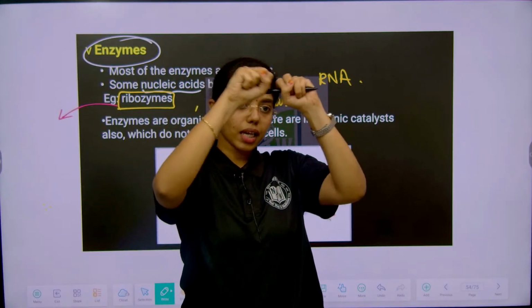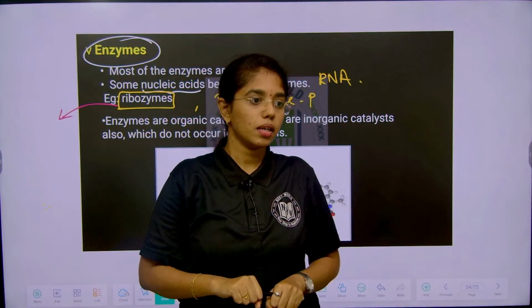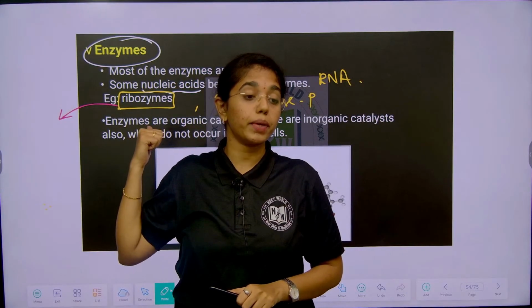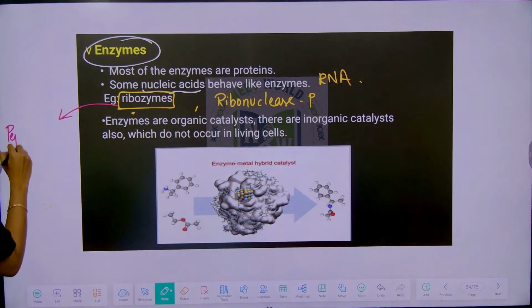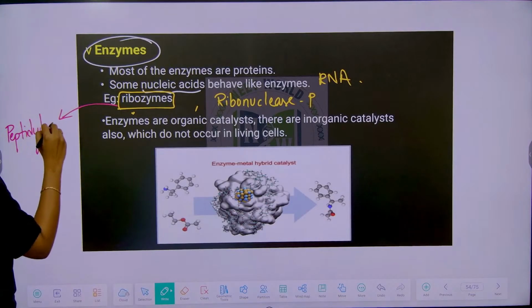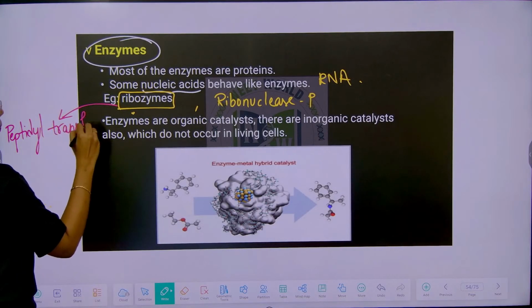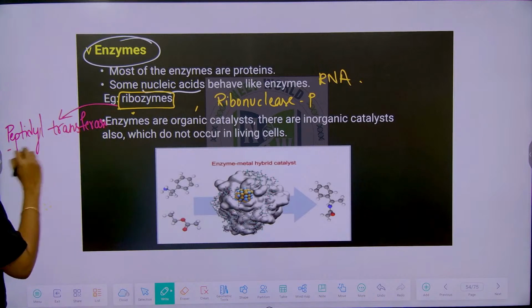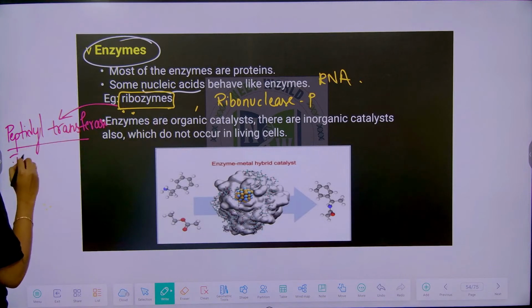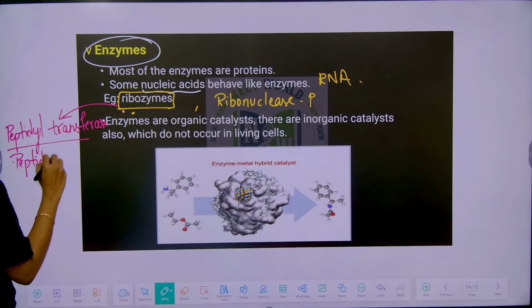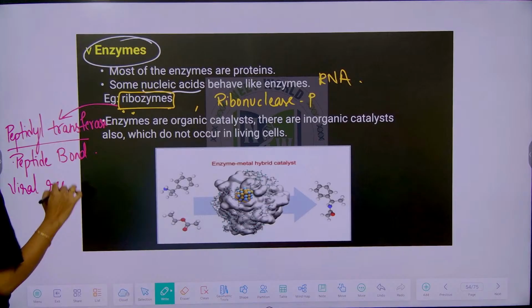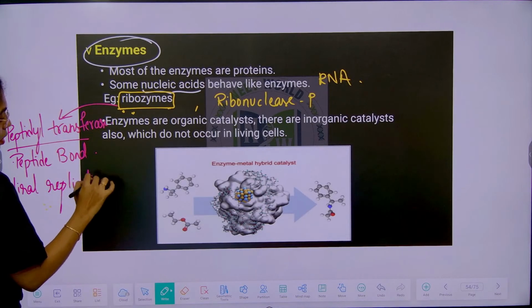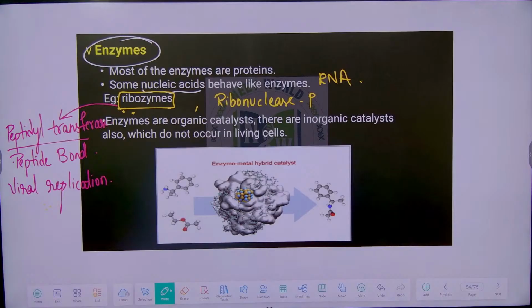How are 2 amino acids connected? How are they connected here like this? By the peptidyl transferase enzyme, that is being synthesized by ribozyme. Peptidyl transferase. So ultimately ribozyme is helpful for what? Formation of peptide bond. It is also helpful in viral replication. These are a few functions that I can decode for ribozymes.